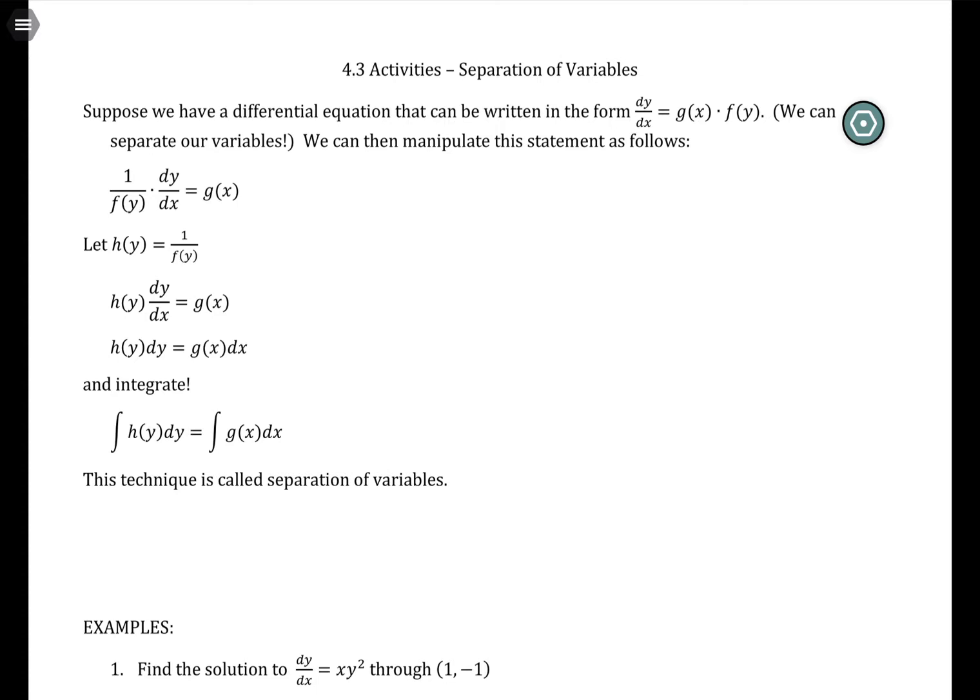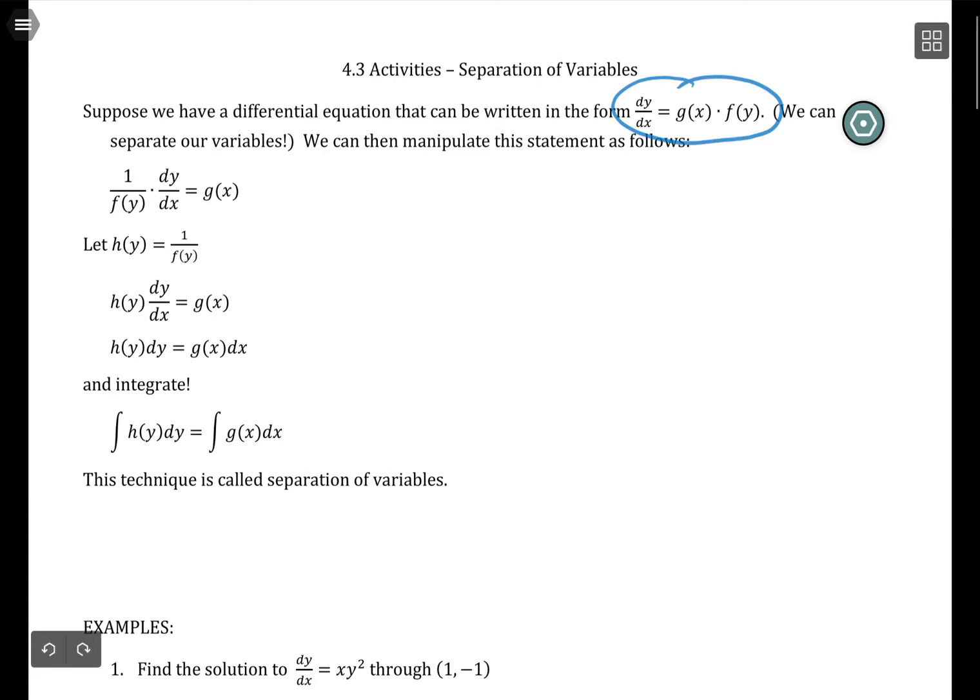the algebra. So the idea would be that if we have a differential equation that we can write as a product of a function of x and a function of y, then we can manipulate that equation in a way that allows us to separate variables so that y's are on one side with dy and x's are on one side with dx, and there's no mixing. So the first part of this is pretty easy.